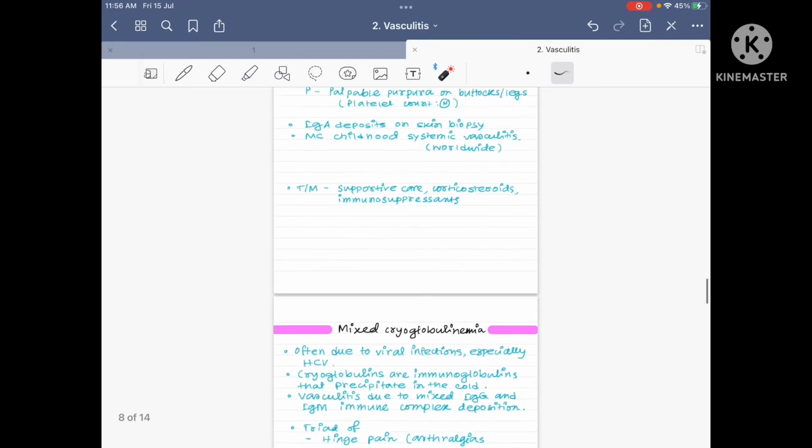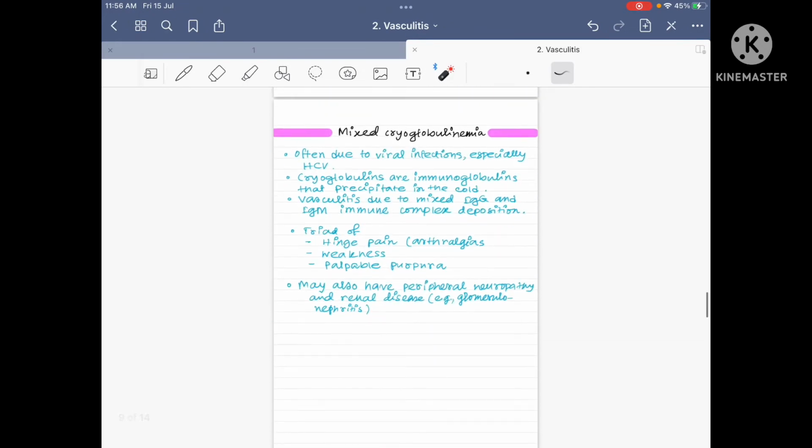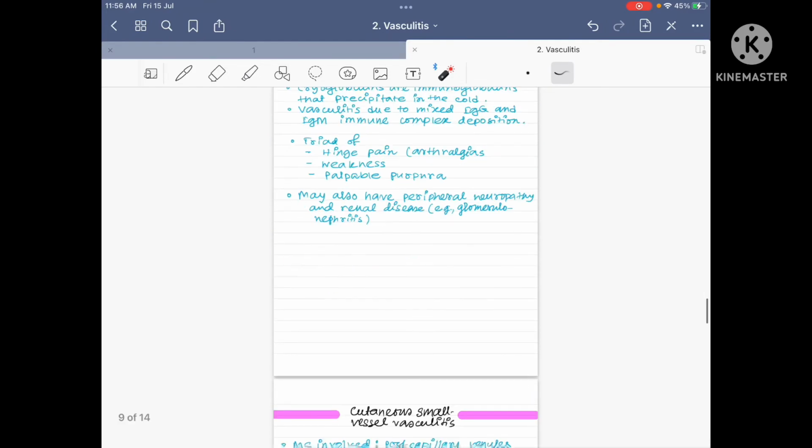HWP. There is HSP, and instead of S there is weakness. It's the same, hinge pain and palpable purpura. That's it. And may involve peripheral neuropathy and renal disease. Okay. So you have to remember the three things: hepatitis C virus, cold immunoglobulin, all C, IgG, IgM, and the triad of HWP. There is HSP, HWP.